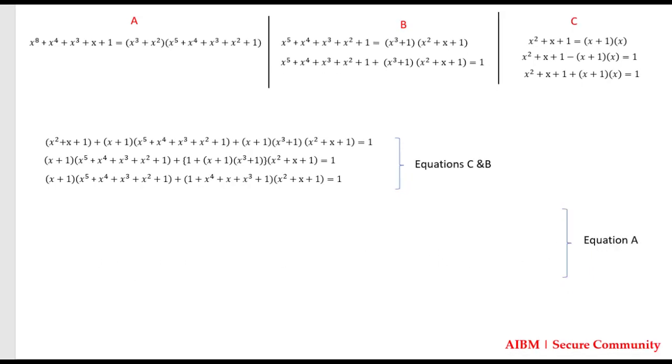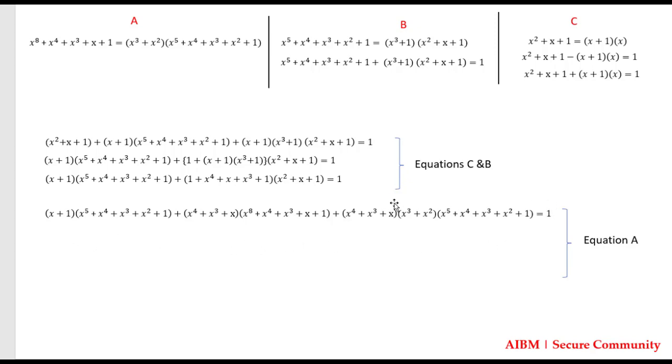Now the equations. The result after multiplying these operations, this side of the operation with this side of the operation, will be (x plus 1) multiply with (x^5 plus x^4 plus x^3 plus x^2 plus 1), plus (x^4 plus x^3 plus x) multiply with (x^8 plus x^4 plus x^3 plus x plus 1), plus (x^4 plus x^3 plus x) multiply with (x^3 plus x^2) multiply with (x^5 plus x^4 plus x^3 plus x^2 plus 1) equal 1.